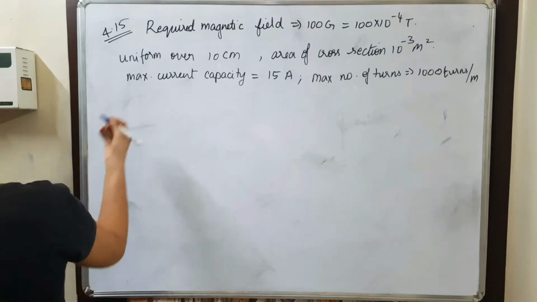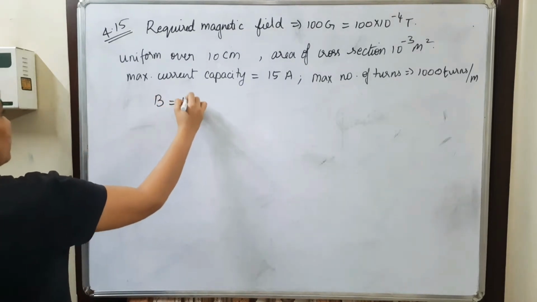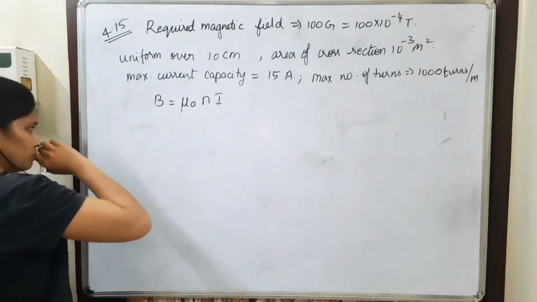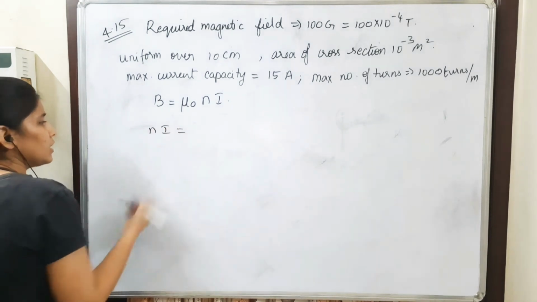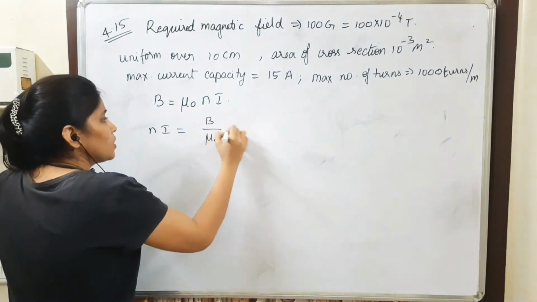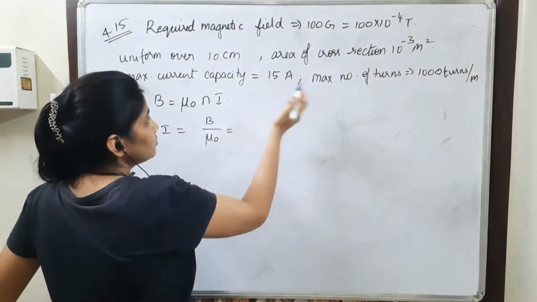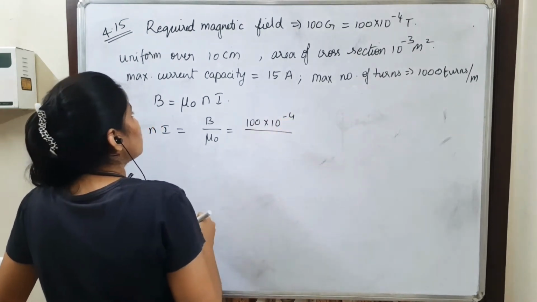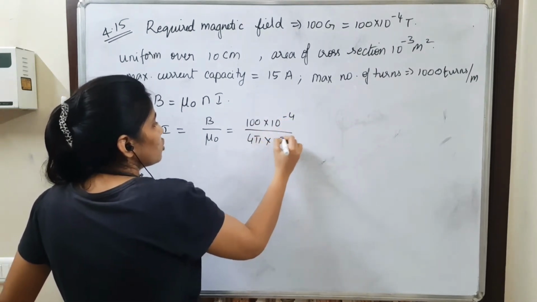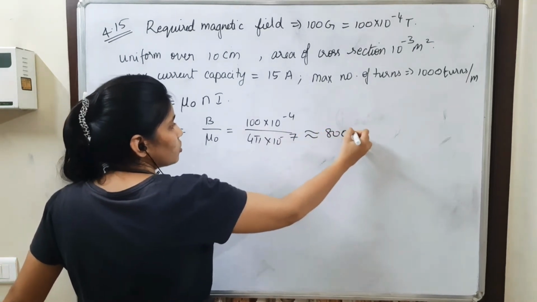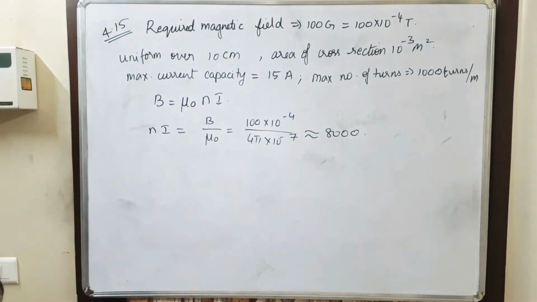So what we are going to do, the magnetic field due to a solenoid is given by B is equal to mu naught N I. From this we will find out what N into I is equal to. So N into I is equal to B divided by mu naught, where B is the magnetic field. So 100 into 10 power minus 4 divided by mu naught, 4 pi into 10 to the power minus 7. When you approximate it, you are going to get almost 8,000 as an answer. So the approximated value is going to be 8,000.